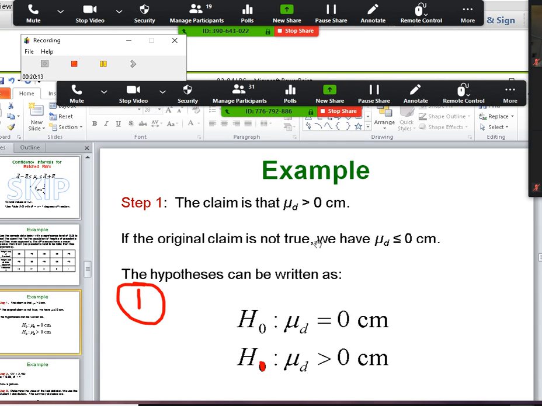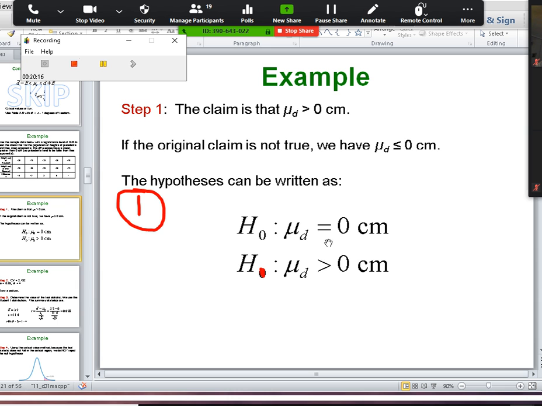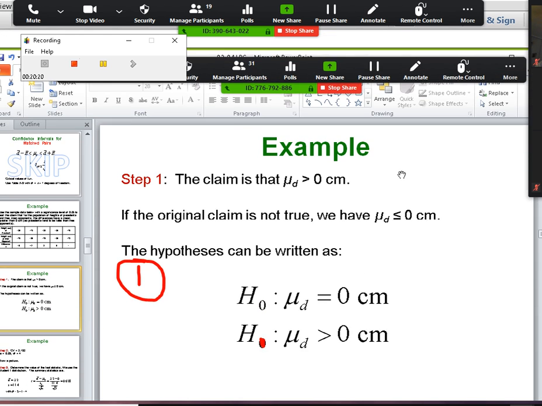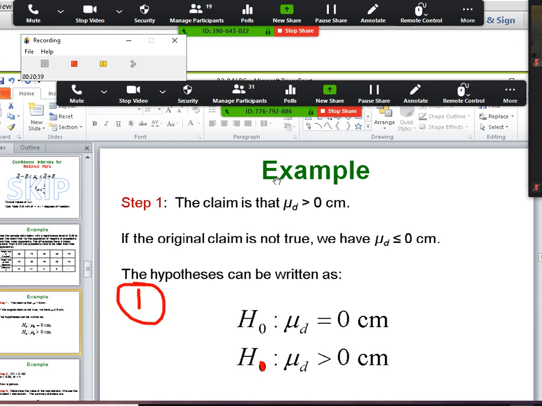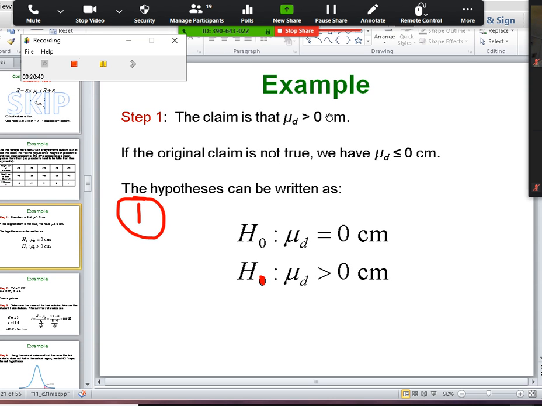So set that stuff aside. Our first step is that mu D is greater than 0, because here's my claim. The claim is that the population of the presidents and their opponents has a mean difference greater than 0. In other words, the heights of the presidents are greater than their opponents. The first one's greater than the second one. So my claim is that the differences are larger than 0. It's positive.